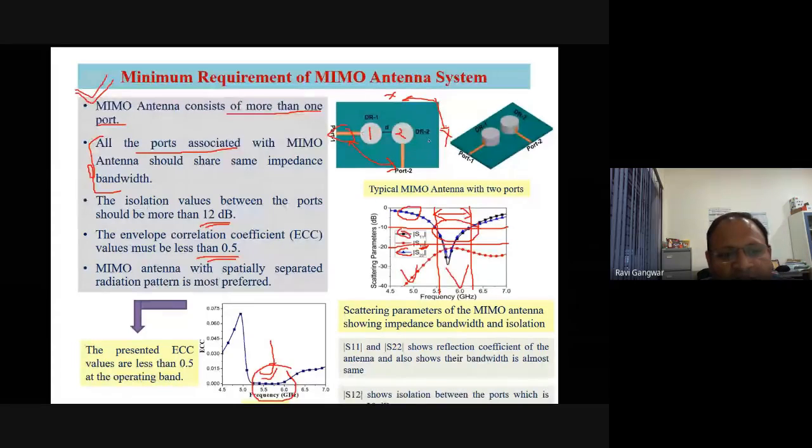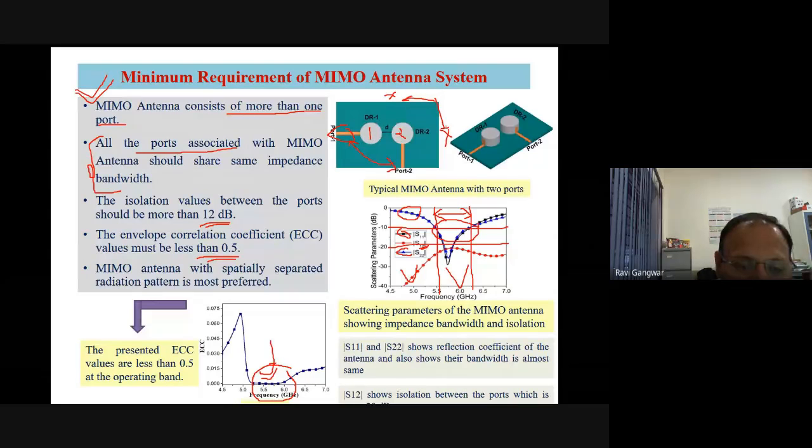I energize both ports, both antennas. They operate and oscillate with orthogonal ports. That means whatever field is generated by your DR1 is orthogonal with respect to your DR2. So the coupling is basically going to be minimum in this condition, and that's why this particular type of arrangement is more useful in MIMO antenna systems.